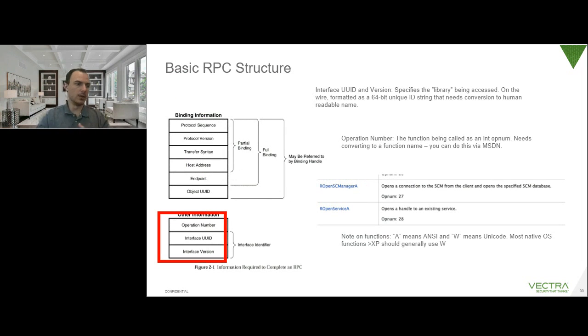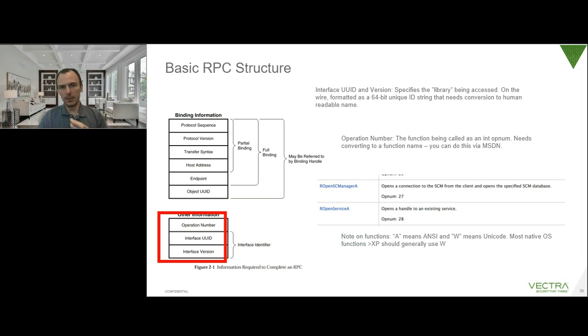And what does this look like when you're actually breaking this down? For RPC, the things that we're looking at here are, there's a UUID, so this is the endpoint. This is specifying what is the library being accessed, right? What is the interface? This is an ID string that is unique to it, not human readable whatsoever. And then on top of that, you have an operation number, which is calling a specific function, which is referenced by an operation code. Again, unless you memorize these, not necessarily human readable.